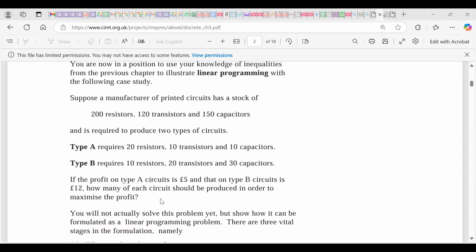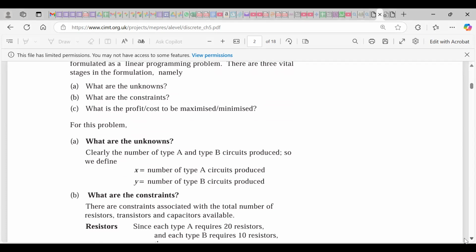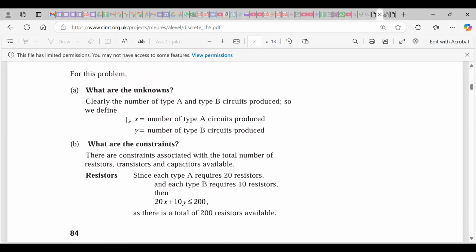So if you take all this information, you actually will have to form the inequalities. I think there's some other constraints. You have a maximum of 200 resistors, 120 transistors, 150 capacitors. So let's see how we can put all those as inequalities. Good. So you start off with saying, let X be the number of type A circuits, let Y be the number of type B circuits.